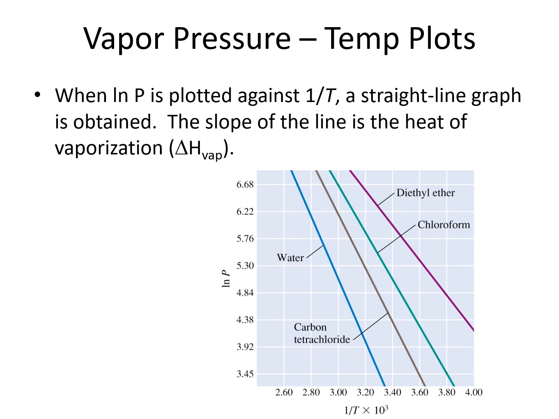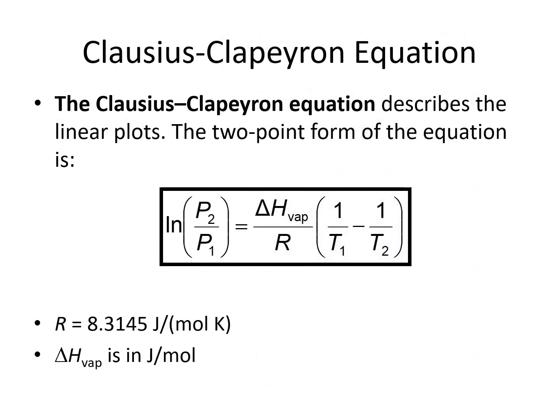And so, like with any linear plot, we can use the y equals mx plus b format. So y being the natural log of pressure, x is 1 over temperature, and the slope of the line, m, is delta H of vaporization. We can derive what's called the Clausius-Clapeyron equation. The most common form of this equation that we'll be using is the two-point form of the equation.